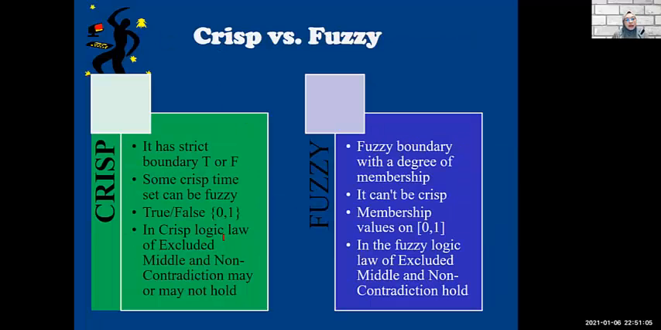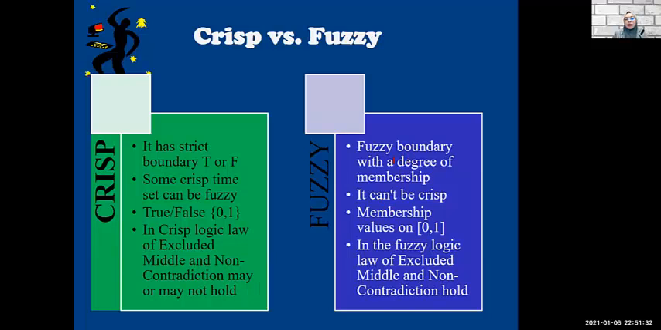So let's see the difference between crisp value and fuzzy value. So in crisp value, it has a strict boundary of true and false. Some crisp sets can be fuzzy. True or false, usually we say 0 and 1. In crisp logic, the law of excluded middle and non-contradiction hold.